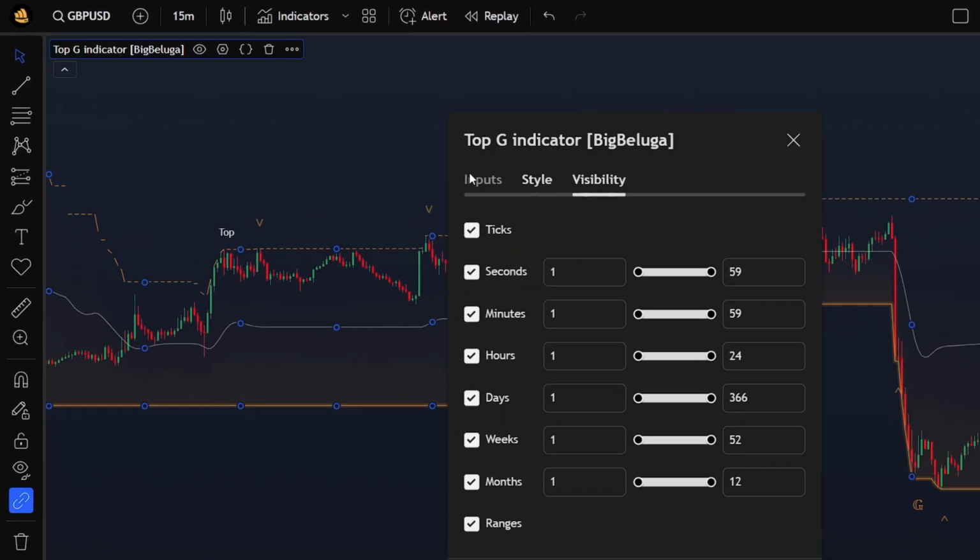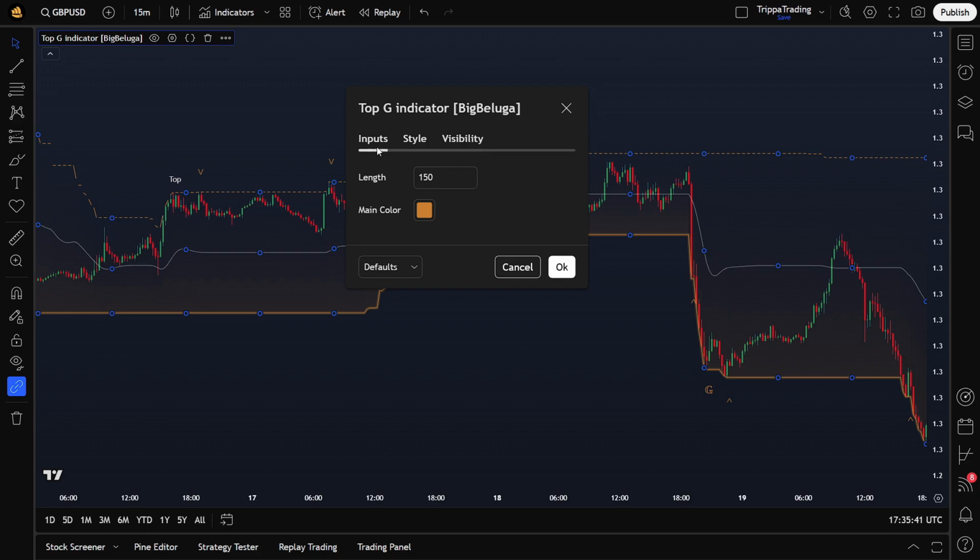You can open the settings from here. In the Input tab, you'll see the length setting, which defaults to 150. This determines how many candles the indicator uses to calculate its range.